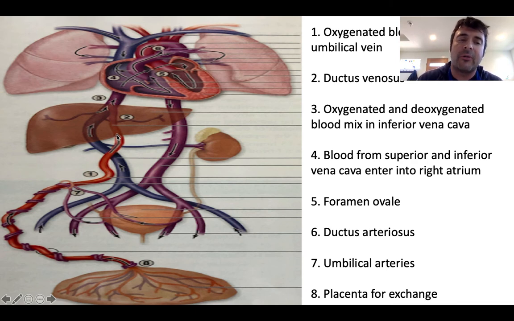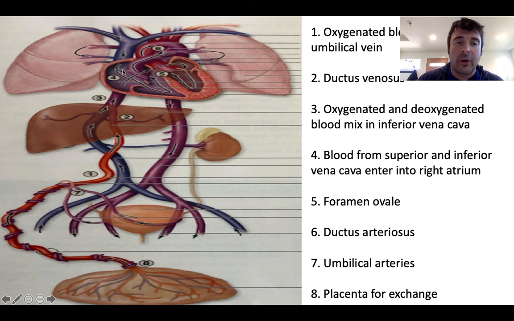This is the umbilical vein. The umbilical vein then delivers blood to the ductus venosus. The ductus venosus bypasses the liver and essentially takes that blood directly to the inferior vena cava, and it mixes the oxygen-poor blood coming out of the hepatic veins with the oxygen-rich blood from the umbilical vein to form an oxygen-intermediate blood that's then returned to the right atrium.